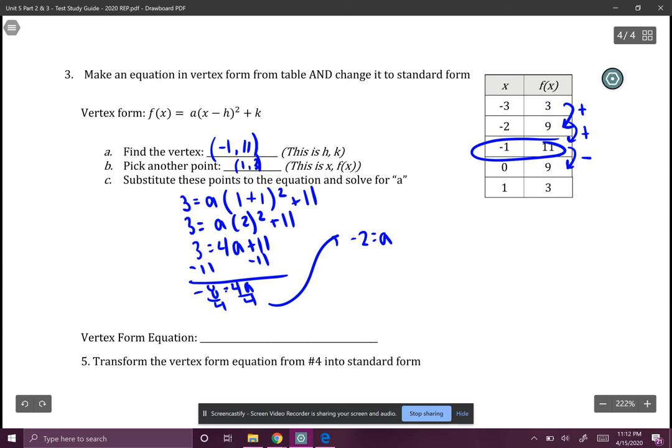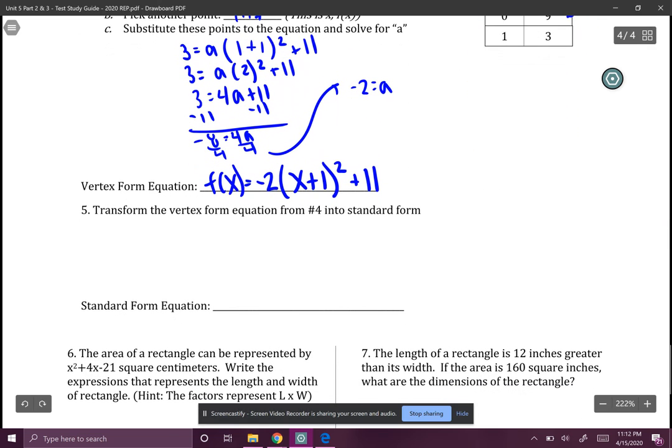Perfect. So let's write our final equation. We have f of x equals -2, because that was our a value, times x plus 1, because remember our vertex has a -1, squared plus 11. Now we're going to transform that equation that we just did into standard form. So this is that process of expand, multiply, simplify, EMS. So we've got -2 times (x plus 1) squared plus 11.